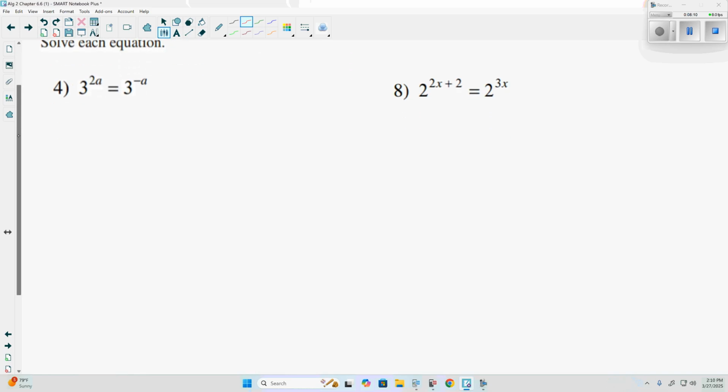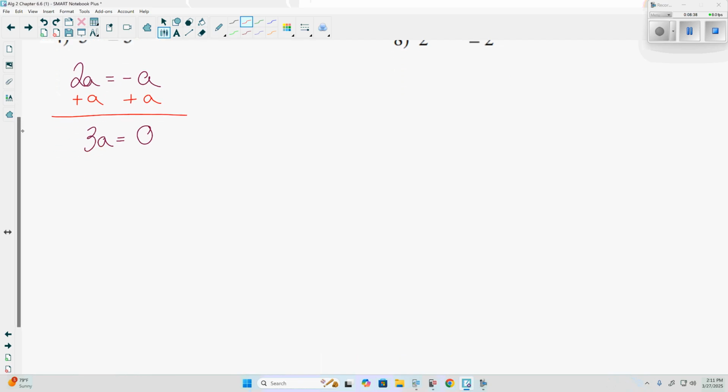Three to the 2a equals 3 to the negative a. Bases are the same. We have one on either side. So that means that 2a is equal to negative a. What can we do first? We can add a to both sides. 2a plus a is 3a. Negative a plus a is 0. We have 3a equals 0.